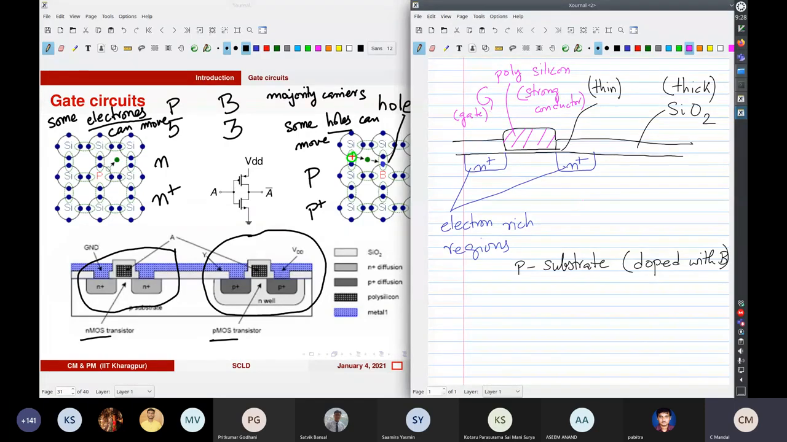So if G is at low voltage, it means no current, or no conducting path from source to drain. Now, suppose you make G high.